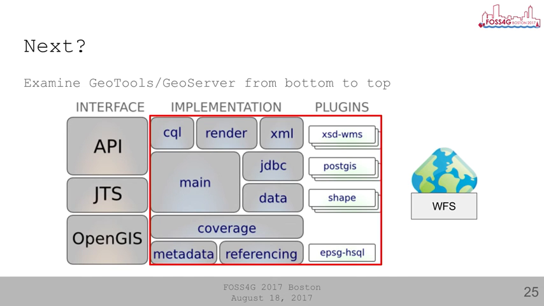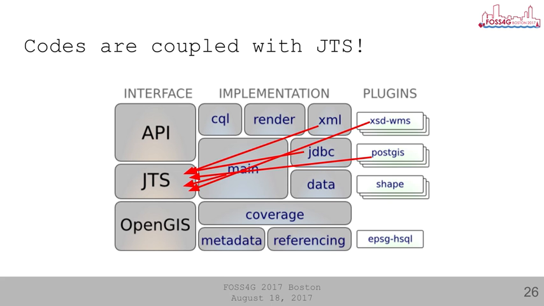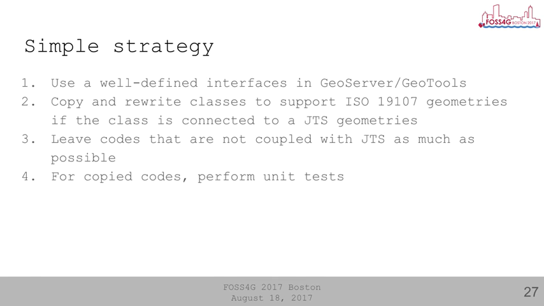Next, we examined GeoTools and GeoServer from bottom to top, and we found that code is coupled with JTS from the older modules. It supports excellent abstraction, but all code assumes JTS. Geometry is just JTS. So we took a simple strategy. First, we use well-defined interfaces in GeoServer and GeoTools, and we copy and rewrite classes to support ISO 19107 geometries if the class is coupled with JTS geometries.